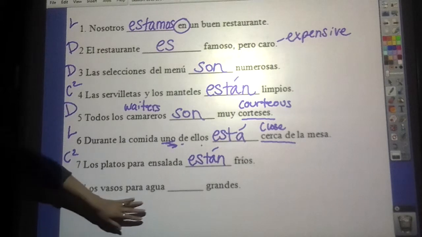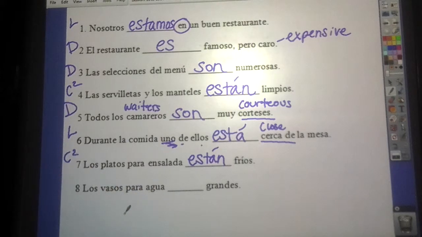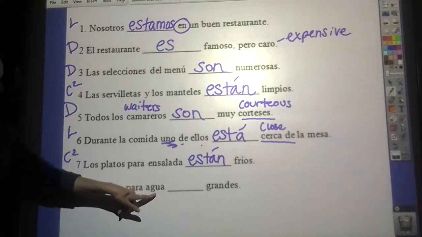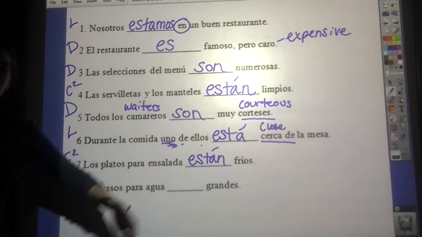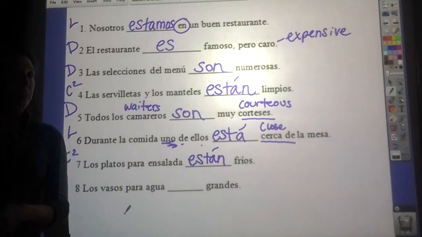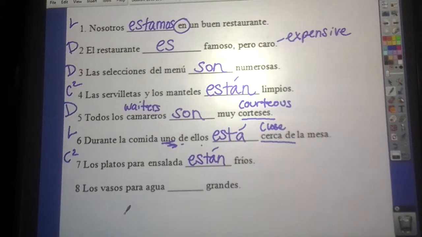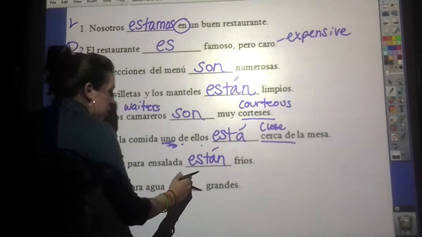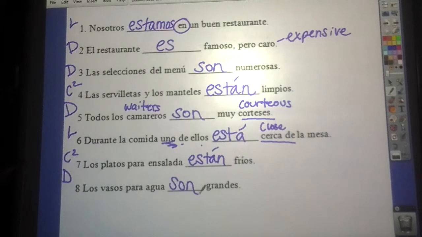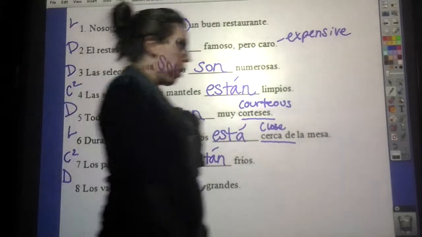8. Los vasos para agua blank grandes. So, the glasses for water are big. If you set a glass out overnight, does it become larger? No, it does not. So, that is a general description of the glass that's not going to change overnight. So this would be son grandes. Alright, vamos a continuar.